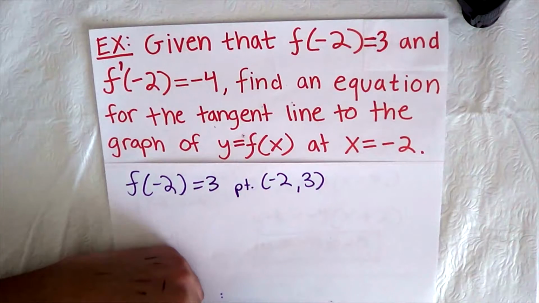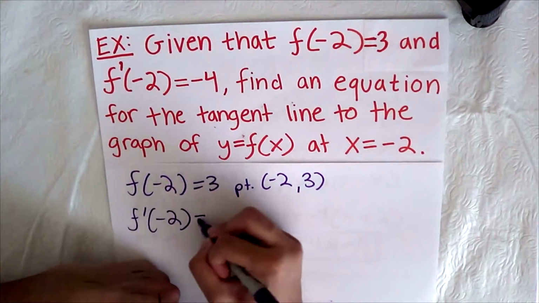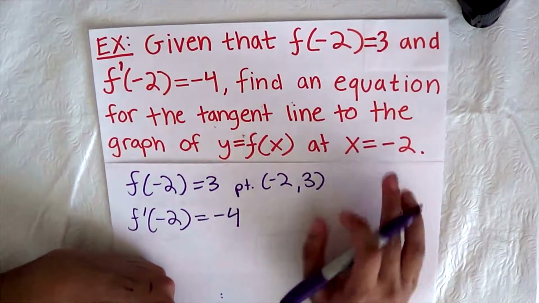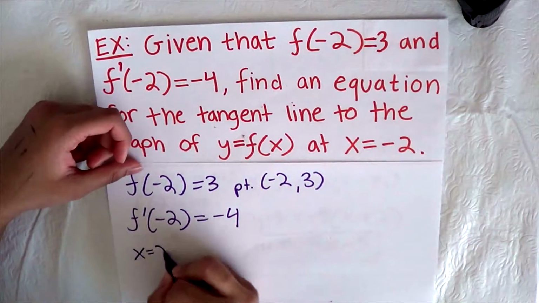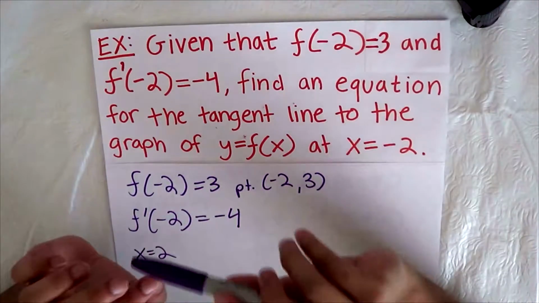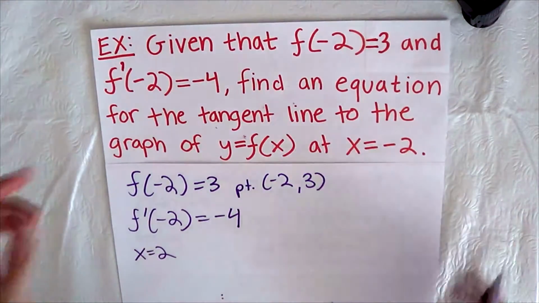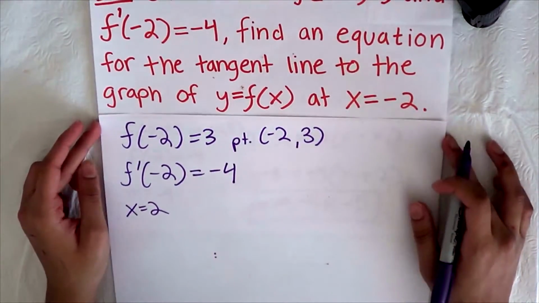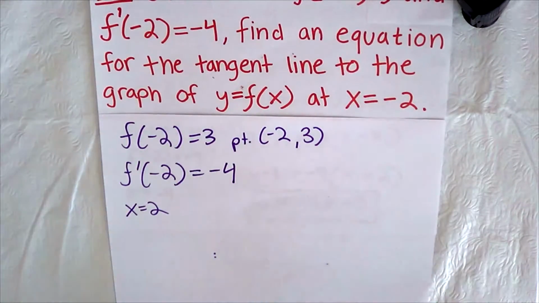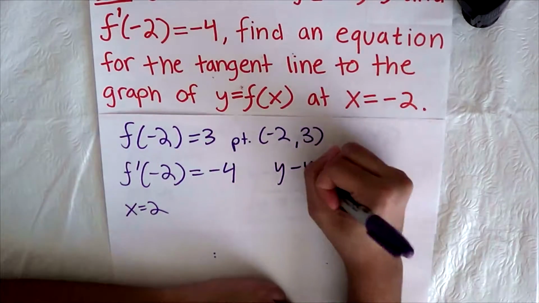And we're also given f prime of negative 2 equals negative 4, and we're looking for our tangent line equation at x equals negative 2. So where the tangent line hits whatever function this is at the point x equals negative 2. So we're looking for that tangent line. How do we find our tangent line with only this information?